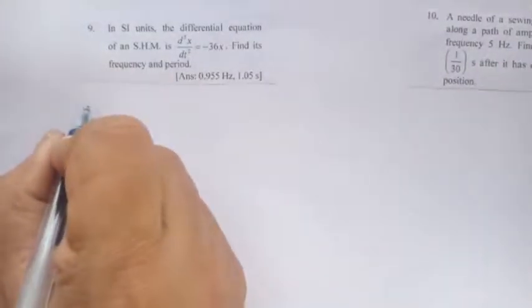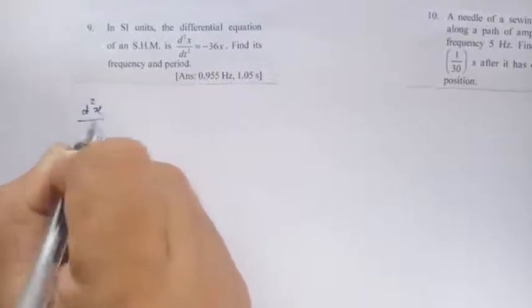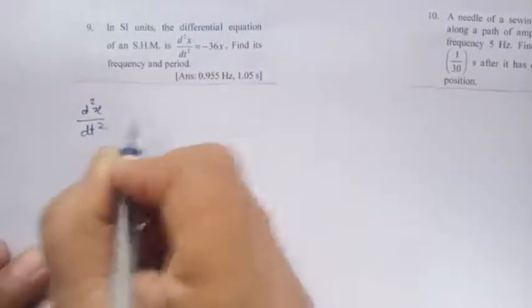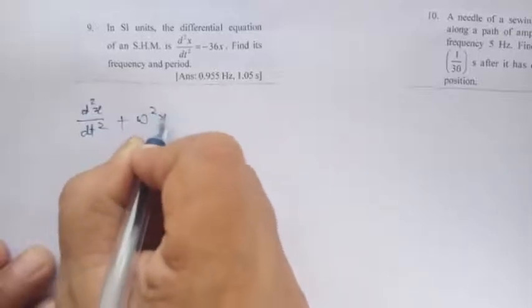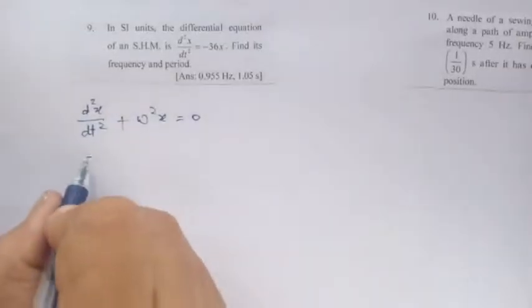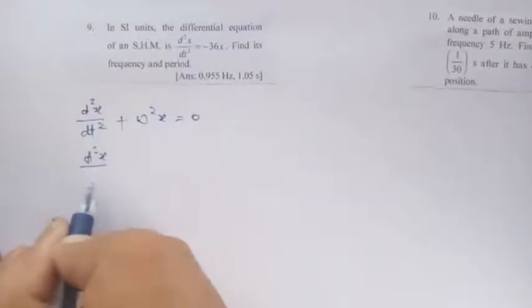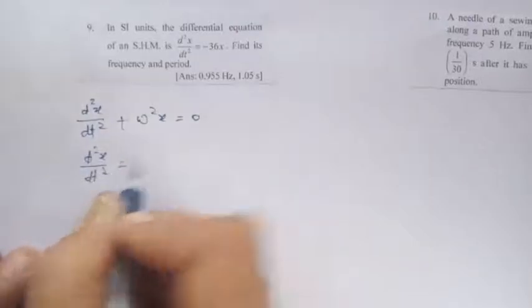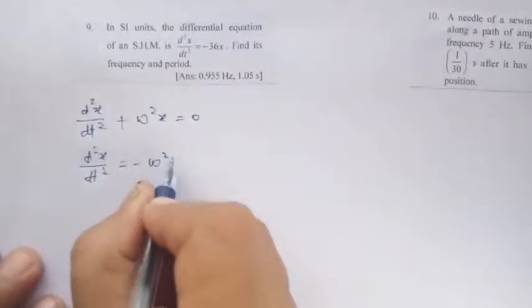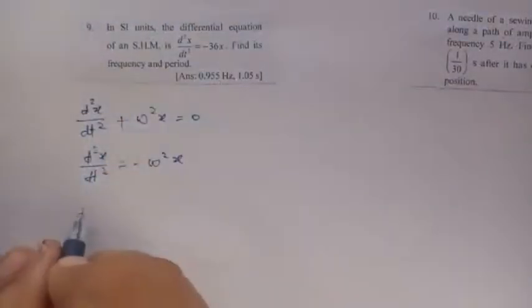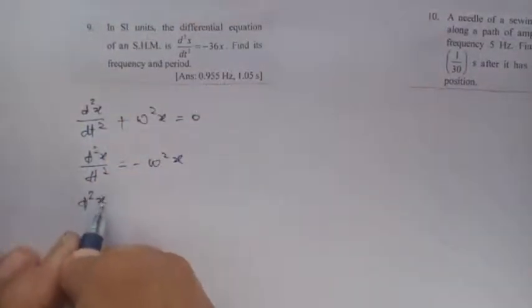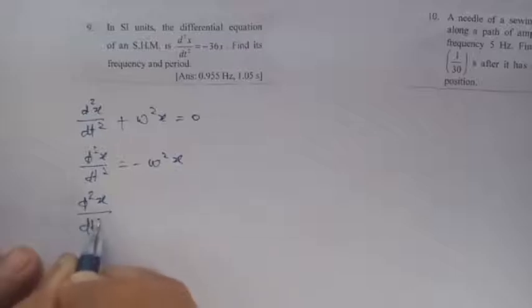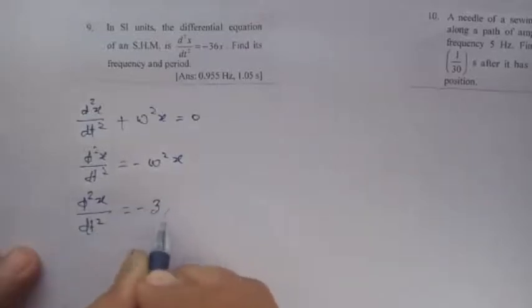For that you must know the general equation, that is the differential equation of linear SHM, that is d square x upon dt square plus omega square x is equal to 0. This is the general equation for linear SHM. From this I can write d square x upon dt square is equal to minus omega square x. Now here the equation is given, that is d square x upon dt square is equal to minus 36x.